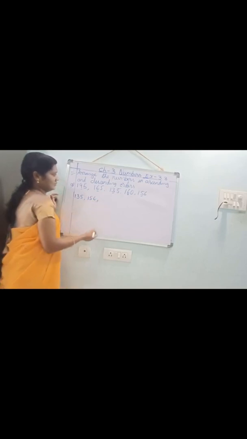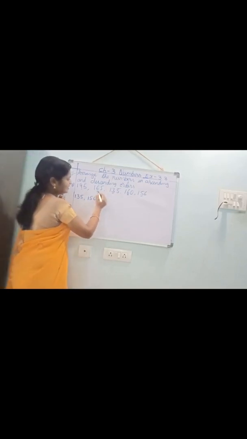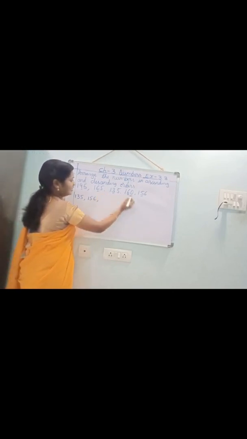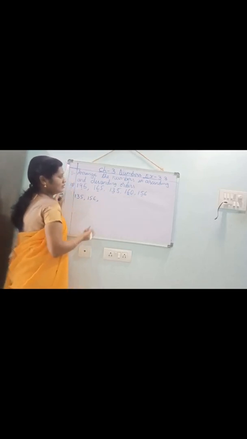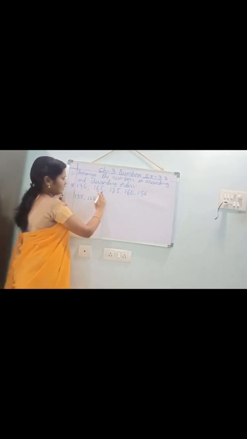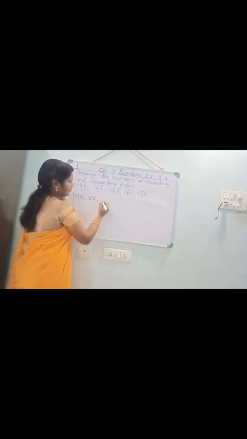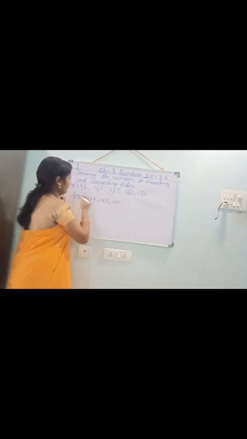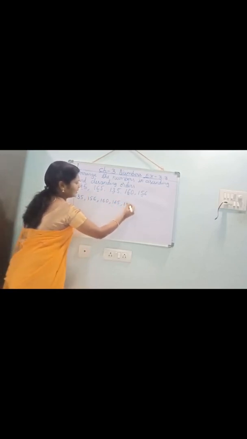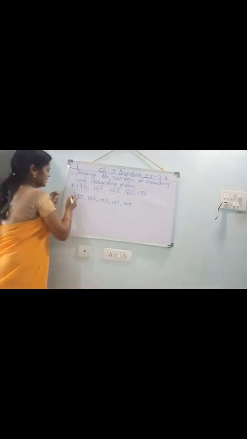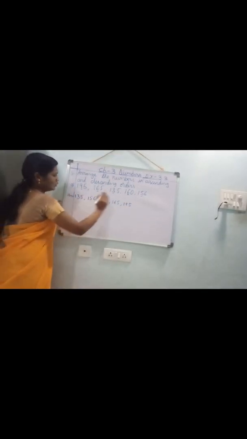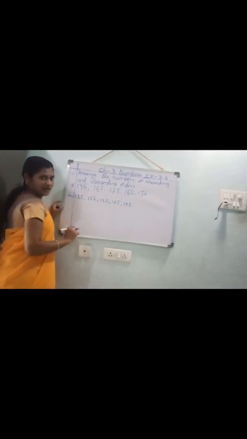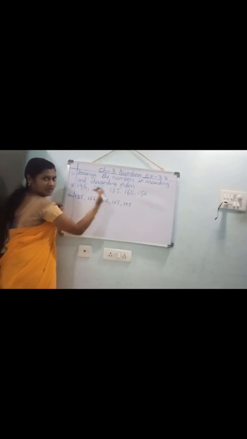156 is the next number. After that, see, here also 6, here also 6. But you should check the ones place again. See, here 5, here 0. Which one is more, 5 or 0? 5 is more than 0. Yes, that's why you should write 160. After that, 165. After that, 195. Understood? Ascending means what? Small to big. See, smaller number to big number. Understood? Small number to large number.